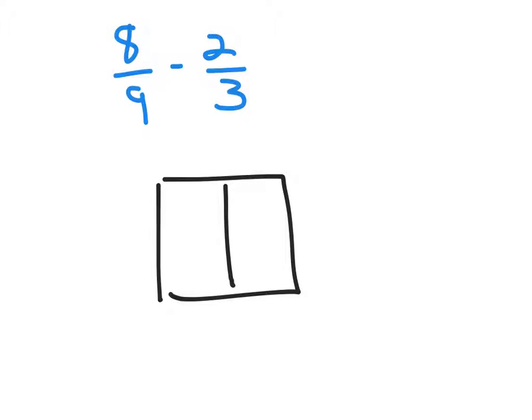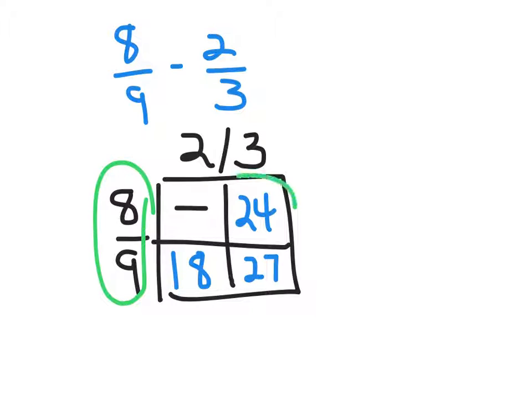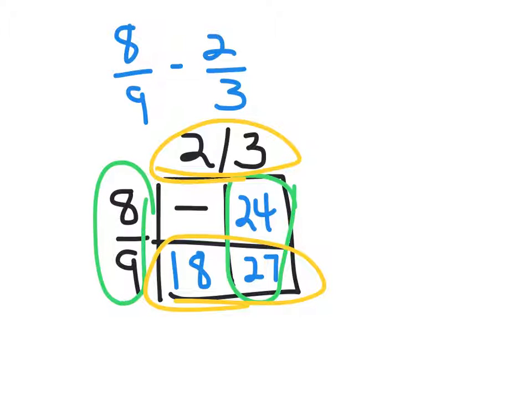Okay, so here's a subtraction problem: 8/9 minus 2/3. We make our box, put the subtraction sign here. Our first fraction goes here, our second fraction goes here. It's really important that you keep this in order, because if you accidentally flip them and do the 2/3 minus the 8/9, that gets confusing. If we multiply to get in, we get 24 here, 27 here, and 18 here. Just a reminder, 8/9 has become 24/27, and 2/3 has become 18/27.